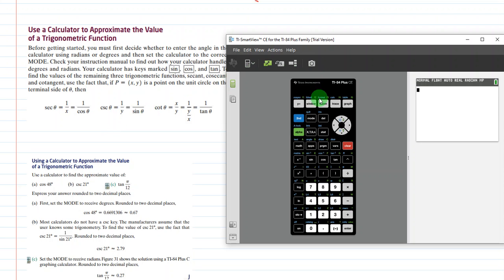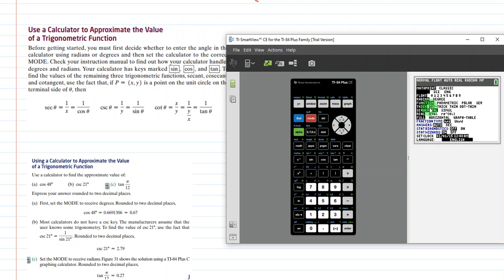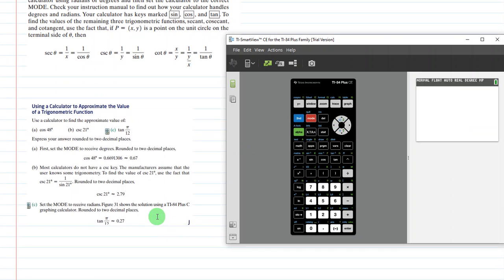All right, so a couple of things. If we want to make sure our mode, mine is in radians, so if I'm working with finding things like this, I want to go to degree mode and hit enter there. So you want to be in degree mode. Now, if we did cosine of 48, you just hit cosine, you hit 48, you hit enter, and you get this 0.669, and you could round it as directed.